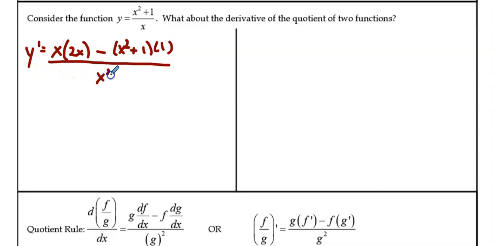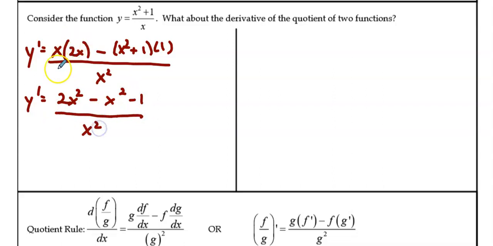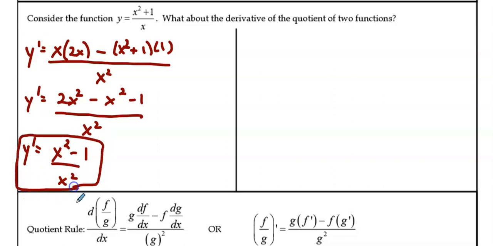Over low squared. And I know as a calculus student, you know not to cancel this x squared with this x squared, right? You have to do it for all of the terms. So let's go ahead and simplify our function down more. I multiply these together, and then I distribute the negative. And so I'm left with y prime equal to positive x squared minus 1 over x squared.